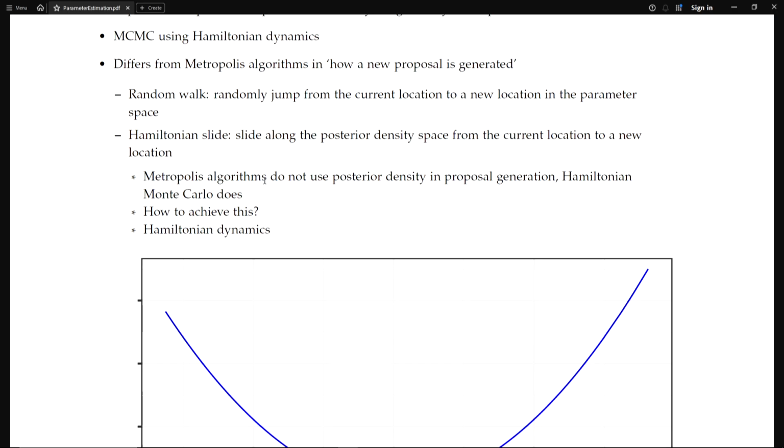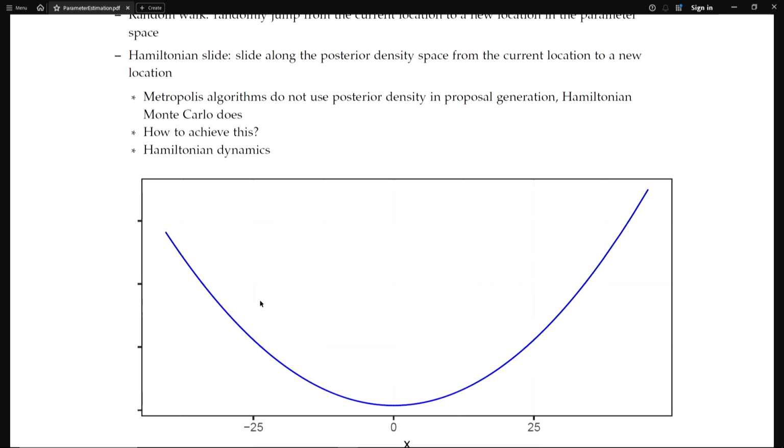In this case, we are using information of the current state, the parameter values that you already sampled, and we are also using the geometry of the likelihood and prior function to inform our next step. So, we are not randomly jumping from the current state to the next state, but we are taking a slide along that curve, so that most of the time we land in a higher posterior density region. That is the idea, and this is how we implement it.